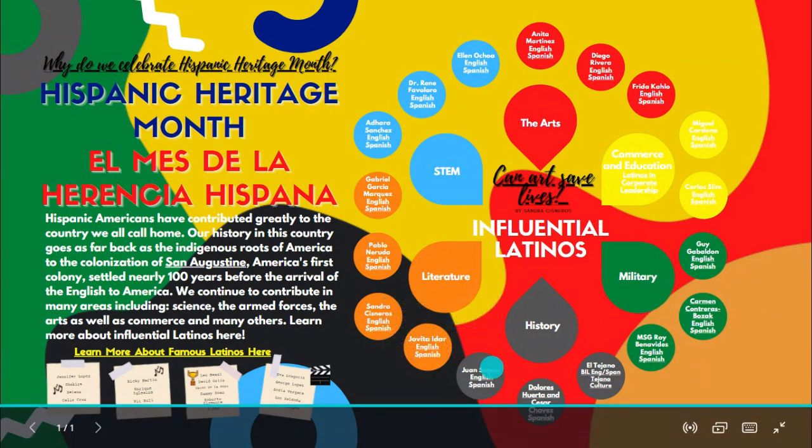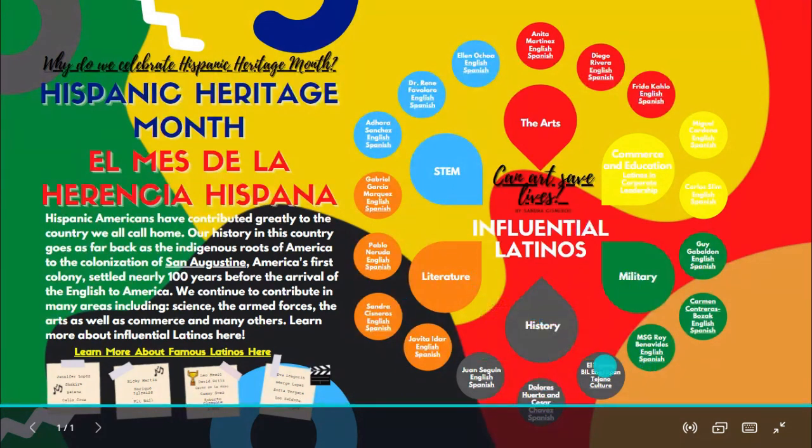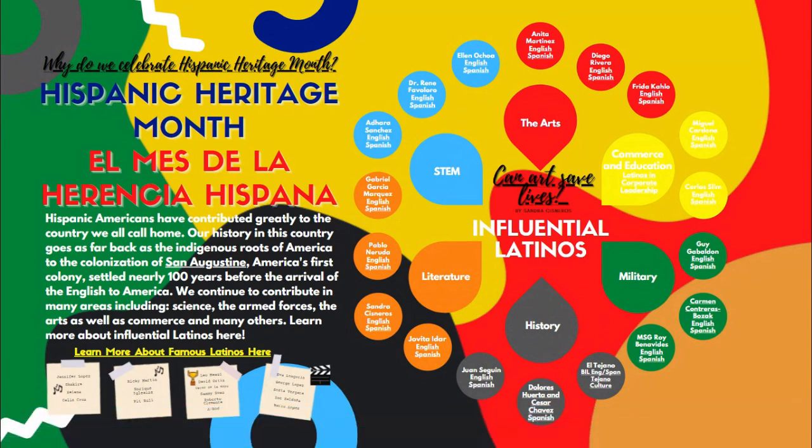In history, I put Juan Seguin, Dolores and Cesar Chavez, because although they are socially active, I feel like they are part of our history in terms of Hispanics in the United States, as well as El Tejano. I just went ahead and gave us a name, the Tejano, because we are part of history, but I think a lot of times we are maybe left out of history or seen as a silent, there but not there participant in Texas history.